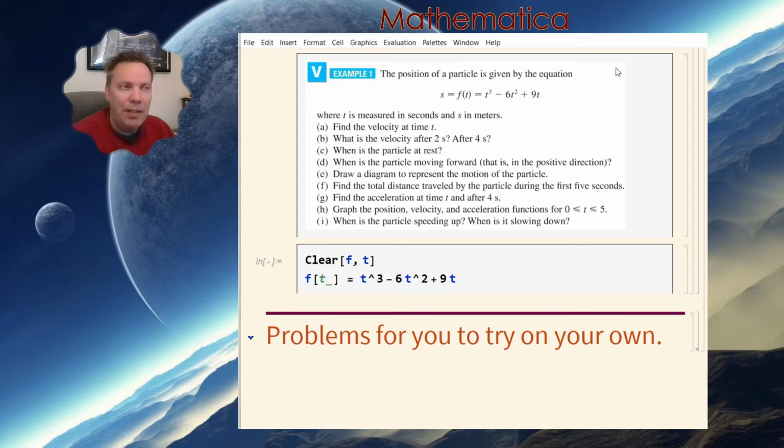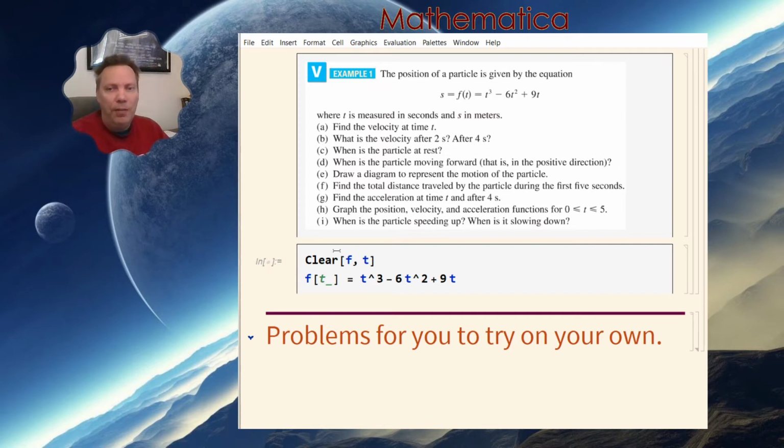We're again going to use Mathematica to do most of our calculations. We could do this by hand, but we have the tool, so I would like to use it. And then part E, we have to draw a diagram to represent the motion of the particle. That I'm not going to do in Mathematica. Drawing pictures is not the best thing in Mathematica. I'm going to use the document camera for this. And then part F, I'm going to find the total distance traveled by the particle during the first 5 seconds. And that's where I'm going to end this video. I don't want it to be too long.